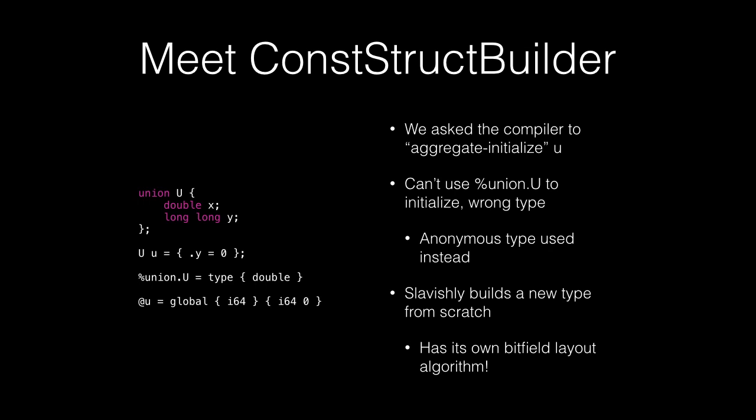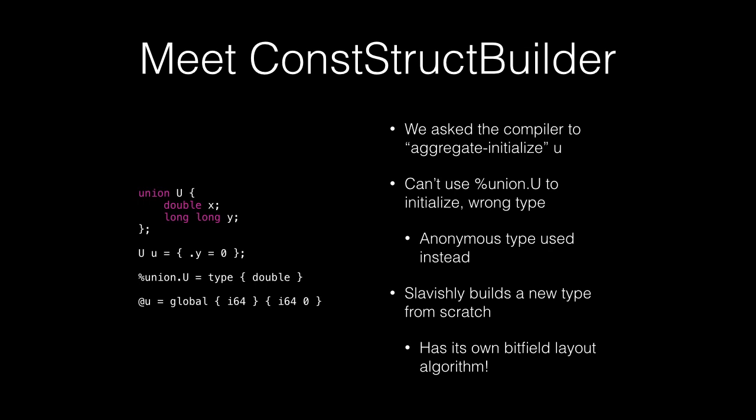So ConstStructBuilder, de novo from scratch, builds a new LLVM IR type, which means that it has to do all of this really complicated work again on its own with a from-scratch implementation. And it's complicated, and it had bugs. It had non-trivial bugs. I would wish on no one to try to find these sorts of bugs. It would take you a long time. And in fact, the bugs have been in there since the code was written, because it's very subtle where it goes wrong.